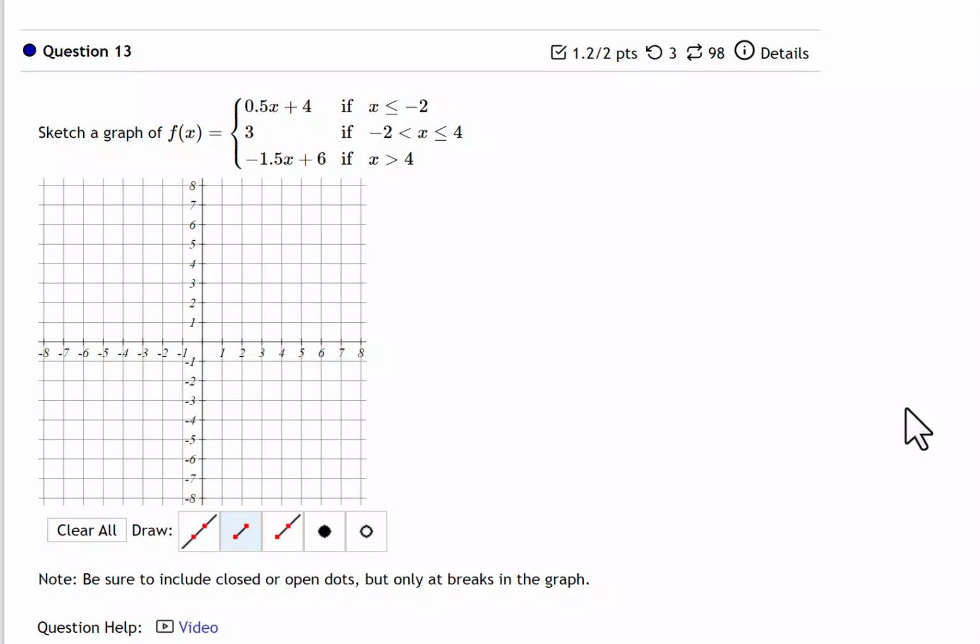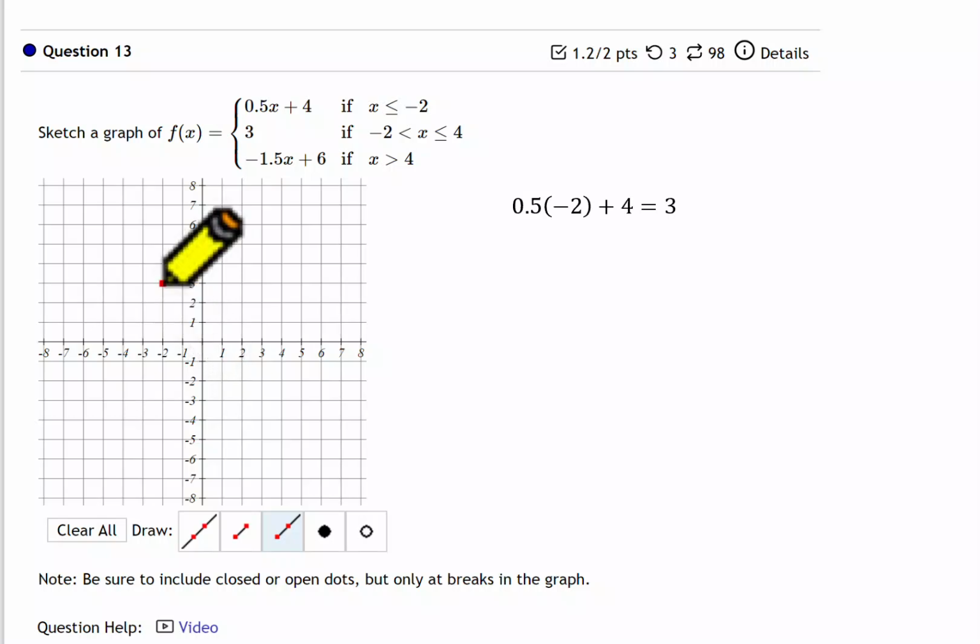I'll start in my first piece, which is 0.5x plus 4. If I evaluate negative 2 times 0.5 plus 4, I get 3. So I'll be starting at the point negative 2, positive 3. At the bottom of the graph, I see choices of having a line segment, or a half line. I want to start with a half line. I go to the point negative 2, positive 3, and I put a point.